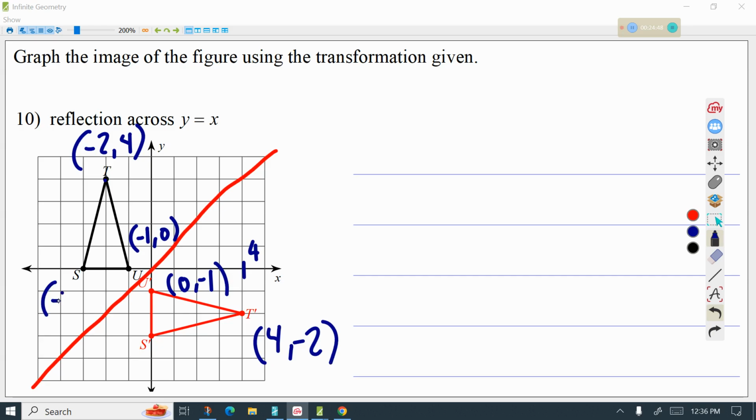S over here is -3, 0, okay? But this one is 0, -3, all right? So that's all that happened, okay? So make sure that you follow the arrow notation and you read it, and that you don't think that this is a vertical line. It's a diagonal line.